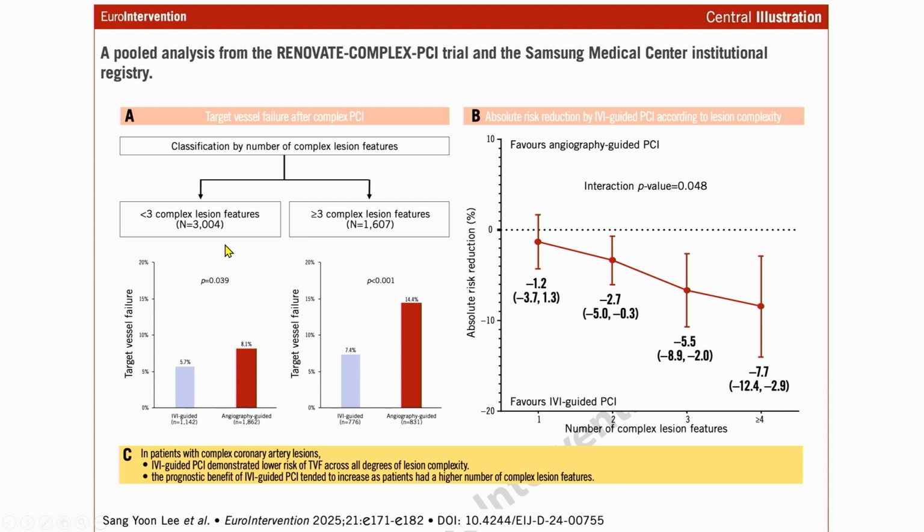They also divided patients by complex lesion features. For fewer than 3 complex lesion features, image guidance is also better than angio guidance. And if the patient has 3 or more complex lesion features, the result is even better for the image-guided group. So if the patient has more complex lesions, the role of image guidance is more important in this kind of patient.